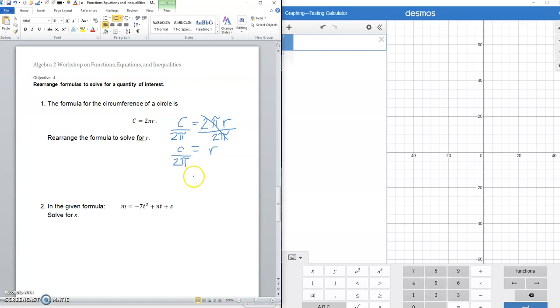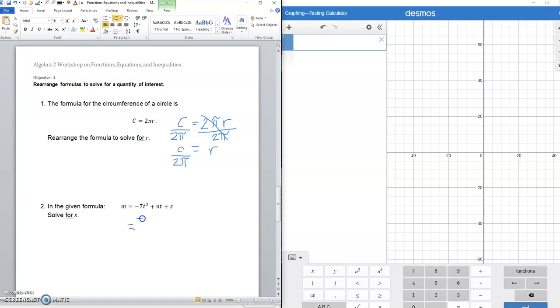All right, let us now go to example number 2, which says in the formula m equals -7 t squared plus nt plus s, solve for s. So this is what we're going to do. Again, the equal sign separates your left side from your right side. On the right side, you want all these to go away and s to just be left. So I'm just going to do this.